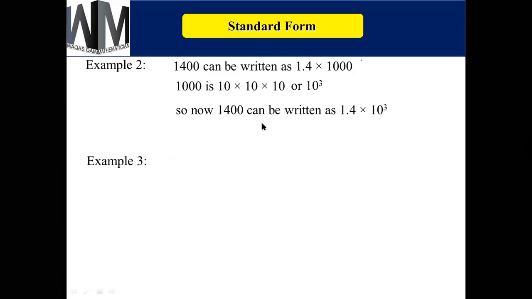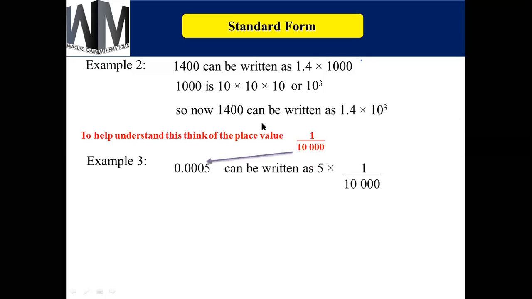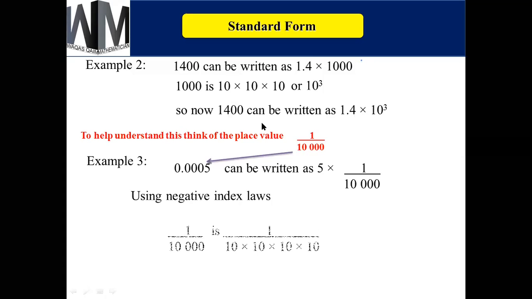Okay, now let's see example 3. In this one, a smaller number is given, which is less than 1. So 0.0005. Now this can be written as a fraction, like 5 over 10,000, and 1 over 10,000 can be written as 10 raised to 4. 10 raised to minus 4, sorry. So this can be written as 5 into 10 raised to minus 4.